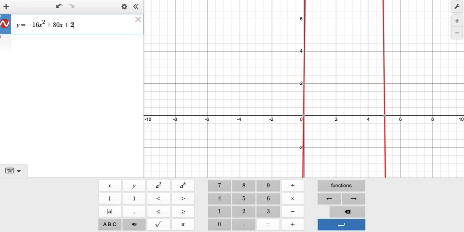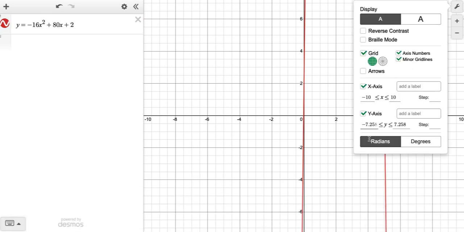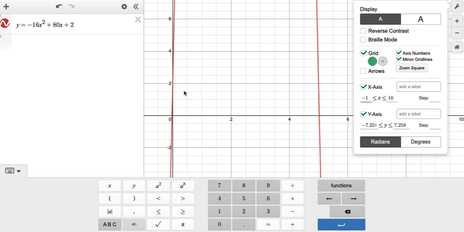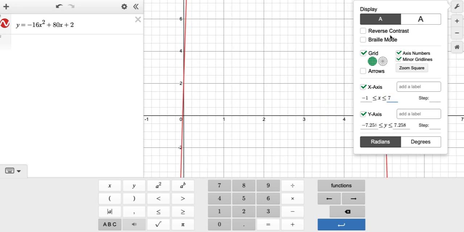This is kind of hard to see, so I like to come over here where you see the little wrench. We can change the graph settings. I don't really need values that are like negative 10 for my x-axis. I'm going to go to negative 1 just so I can see the axis where it crosses. And then I'm going to go up to, I see the graph comes down here at 5, let me go to like 7 or something. So that gives me a wider perspective.